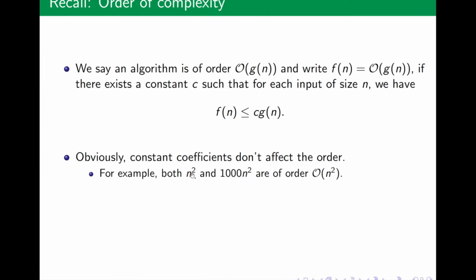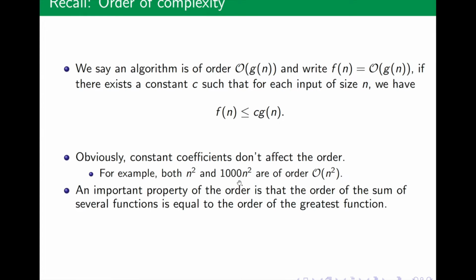For example, both n squared and thousand times n squared are of order O(n squared), so this 1000 doesn't matter. An important property is that the order of the sum of several functions is equal to the order of the greatest function. So for example, if I have n cubed plus square root of n plus log of n, well, this n cubed is the largest one, so the order here will be n cubed.